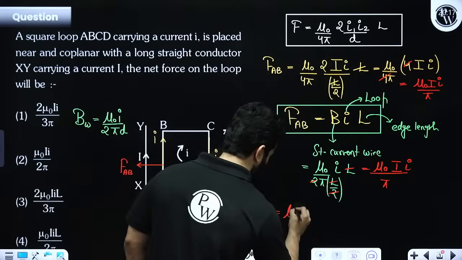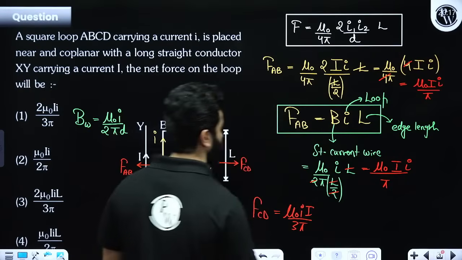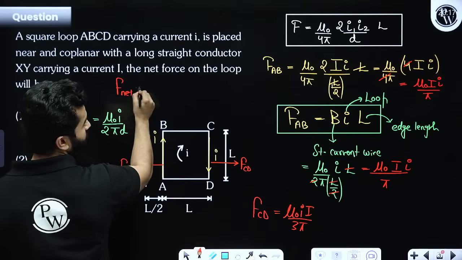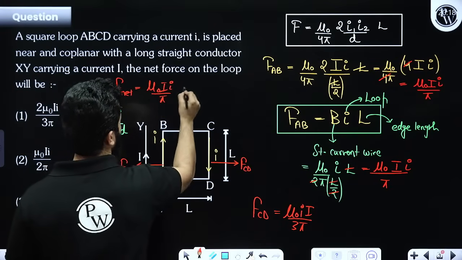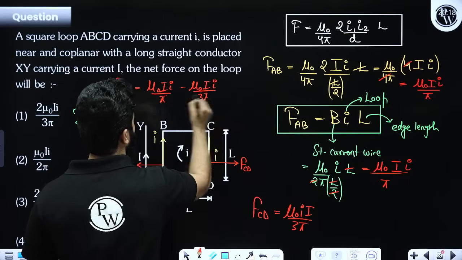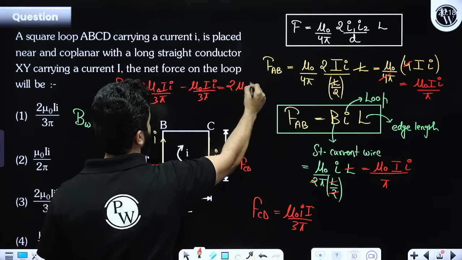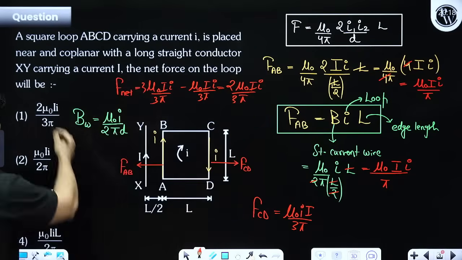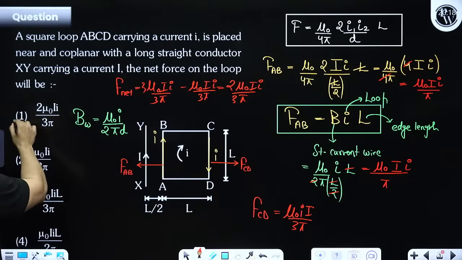Mu naught I divided by 3 pi. And if you subtract these two, your net force will come out to be mu naught I divided by pi minus mu naught I divided by 3 pi. That means 3 and 3, and this will come out to be 2 mu naught I divided by 3 pi. So 2 by 3 mu naught I divided by 3 pi.